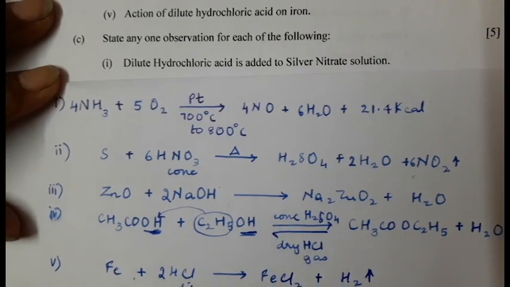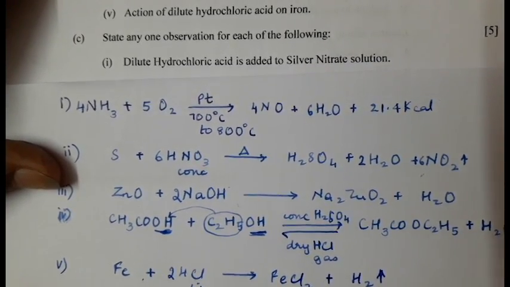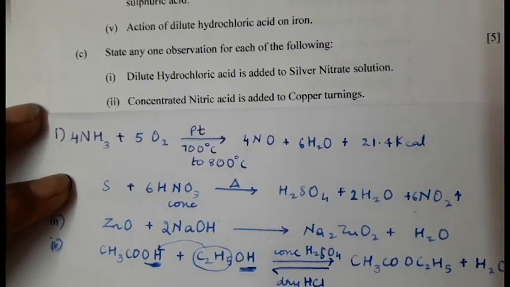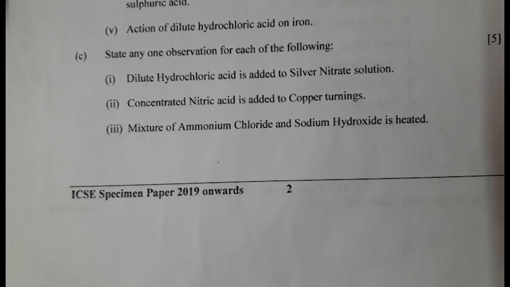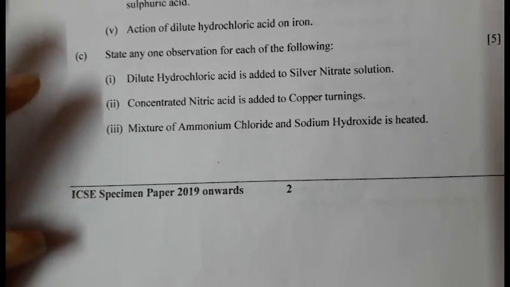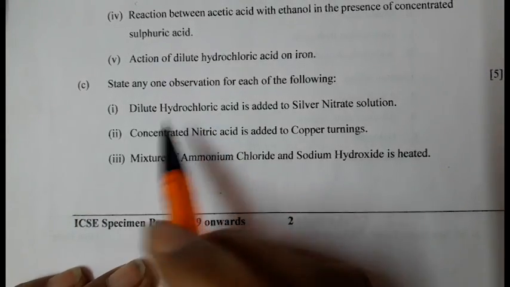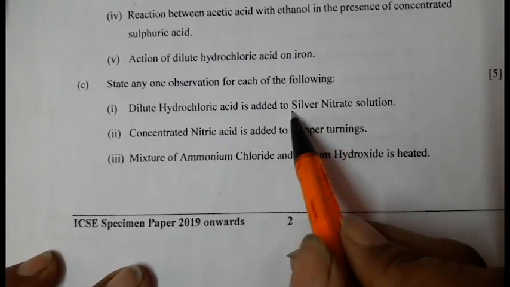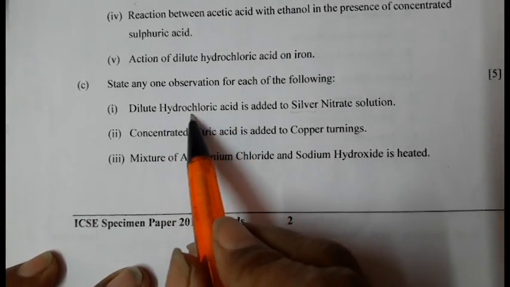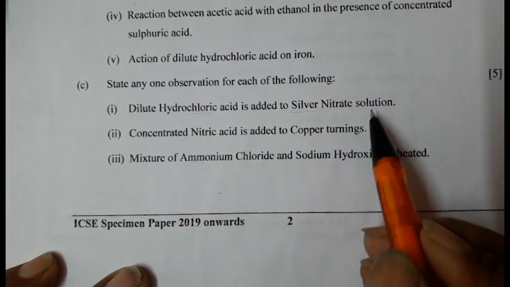Now let us come to the next question, which is write the observations. Now for the observations, I would just discuss these fast without writing to save on time. Let us look at the reactions. Dilute hydrochloric acid is added to silver nitrate. Now silver nitrate has silver, hydrochloric acid will have chlorine. So you will have silver chloride, and what would be your answer?